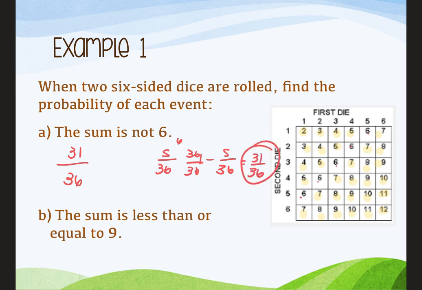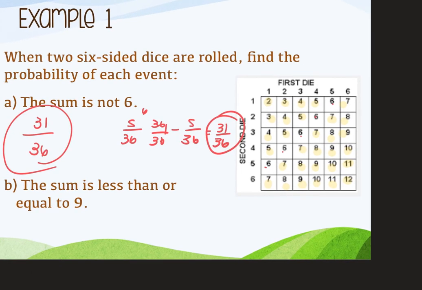So you don't have to do it that way. You get to choose. Sometimes it is faster to find what you don't want and subtract it from 1 than it is to find what you do want. It was 1 minus 5 over 36, but then I changed it to 36 over 36.